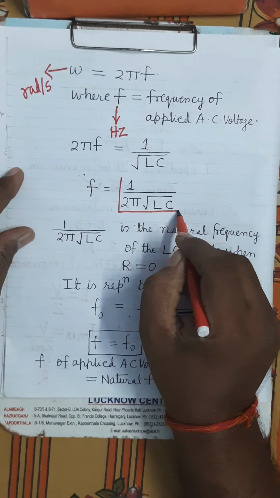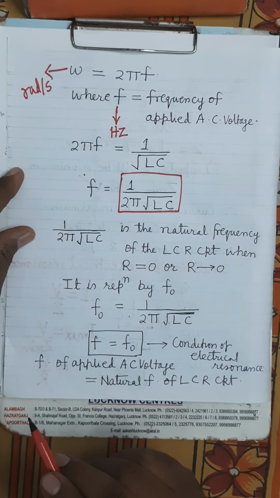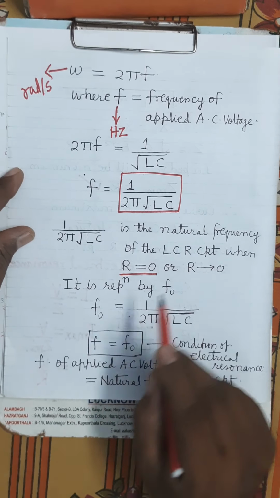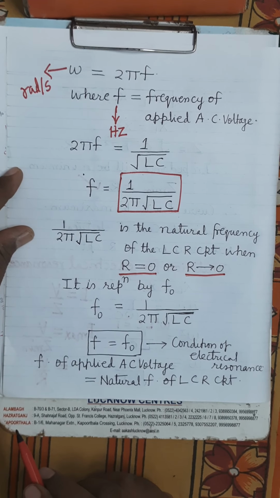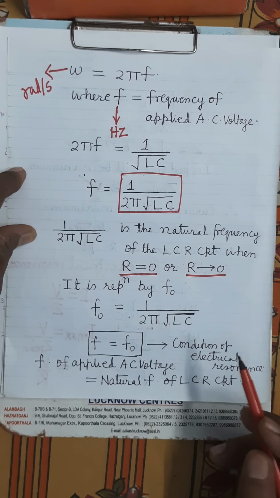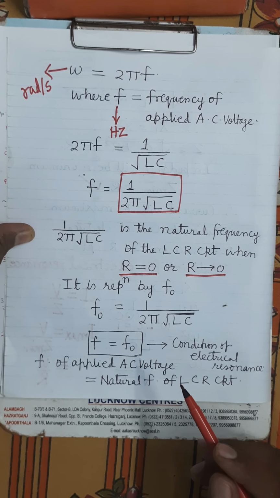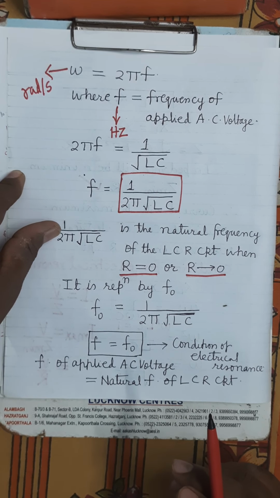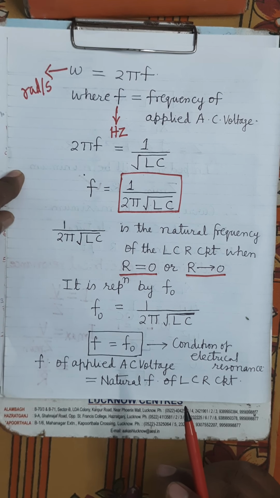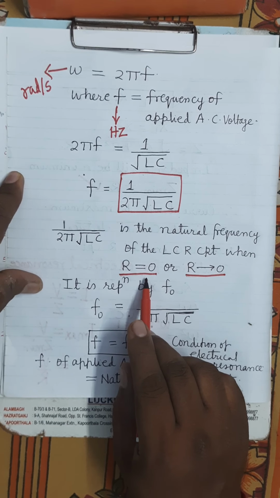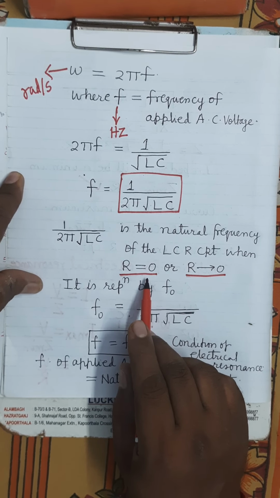Now if you see this, this is the natural frequency of an LCR circuit when its resistance is 0 or it is negligible. There is a condition, because during the flow of current there is a loss of energy. Then frequency will be changed. So 1 upon 2 pi root LC is the natural frequency of the LCR circuit when R is tending to 0 or R is equal to 0.